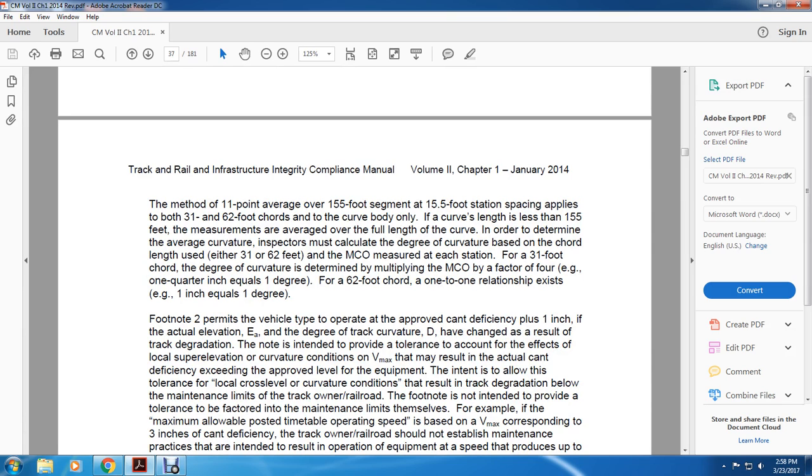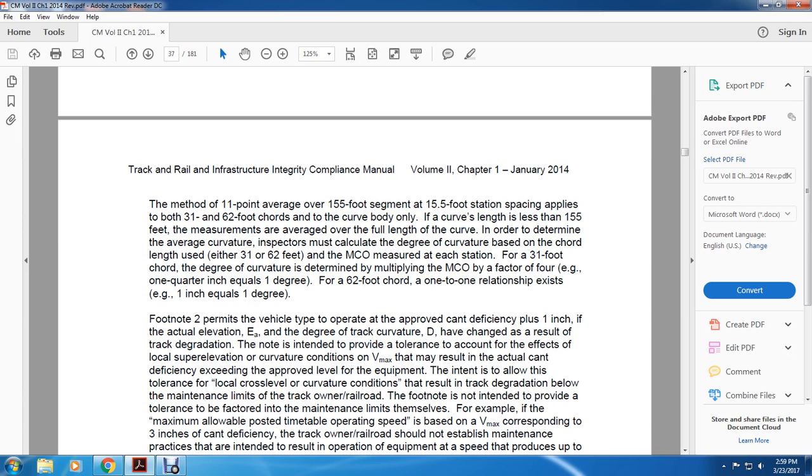The method of an 11-point average over the 155-foot segment with 15.5-foot stations is applied with the 31-foot and 62-foot chords on the curve, on a curve length of less than 155 feet. The measurement is the average over the full length of the curve, in order to determine the average curvature.